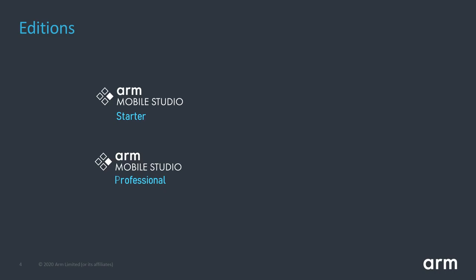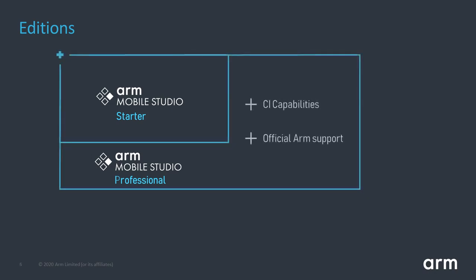Now that we have seen the features of Mobile Studio, I would like to give you some clarity about the different editions. There are two editions, Starter and Professional. The Starter edition contains all of the features that ARM offers, including Performance Advisor. It is a free tool and can be downloaded already. Professional edition is a commercial tool and comes with CI capabilities and official ARM support on top. This tool is planned to be released in summer 2020.